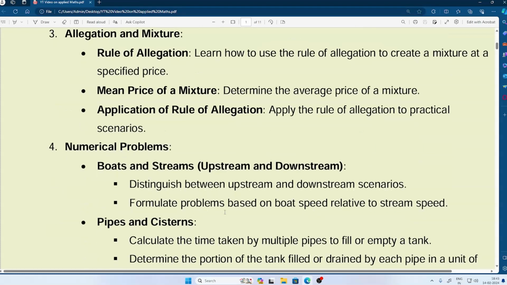Boats and streams, upstream downstream concept, you all have formulated problems based on boat speed relative to stream speed. Sometimes they will explain one situation, from there you have to answer. Again I tell you, the formula is nothing for this, but if you use your concept, you can solve a problem nicely, faster than the formula method.